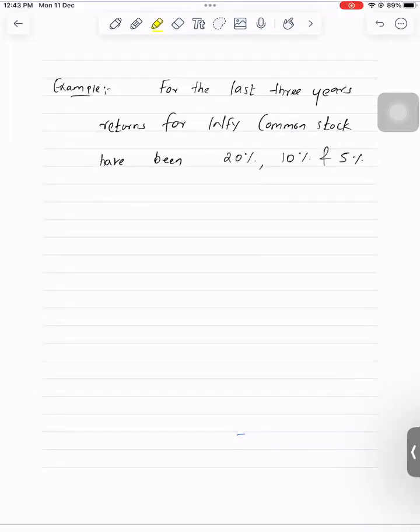So these are the last 3 years' returns delivered by, let's say, Infosys. In the first year, it has given 20% return. In the second year, let's say it has given 10% return. And in the third year, let's say it has given 5% return. So what is the geometric mean that we need to find out? You can think like this. If we are investing, let's say, $1 at the beginning of the year, and during the first year I'm getting 20% return, can you guys tell me what will be the value of $1 at the end of the year?